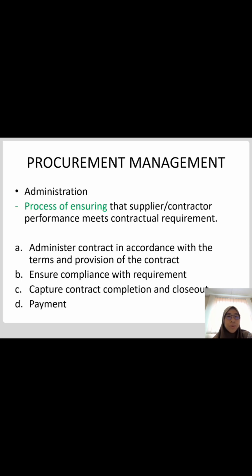The administration process is where we ensure that contractor or supplier performance meets contractual requirement. So in this process, we administer contract in accordance with the terms and provision of the contract, ensure compliance with requirement, capture contract completion and close out, and also payment.